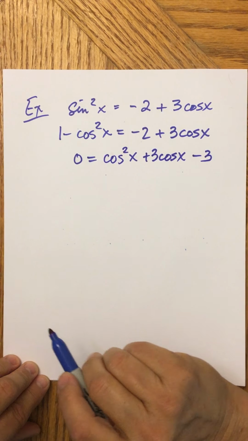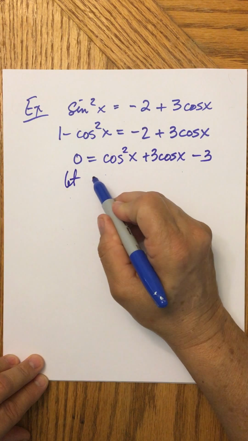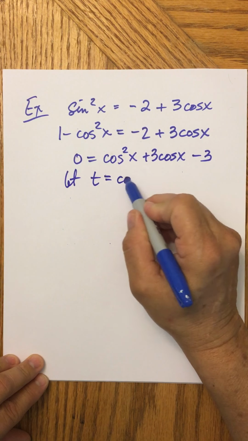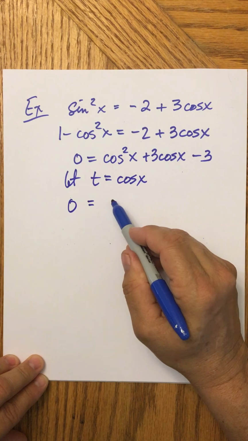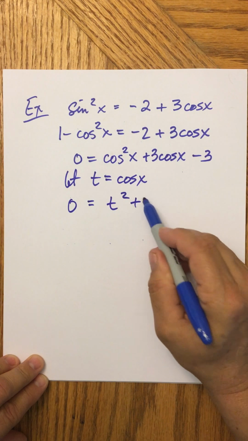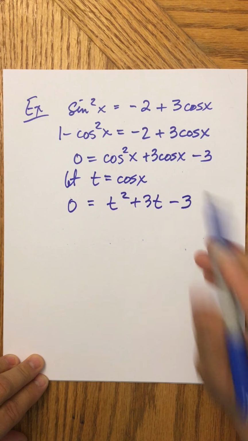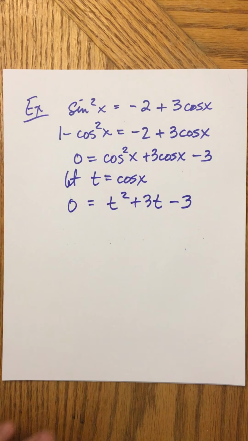So here we are. Now if I let, for example, t be cosine x, what I can see is I have 0 equal to t squared plus 3t minus 3. And that's a little easier maybe to recognize.